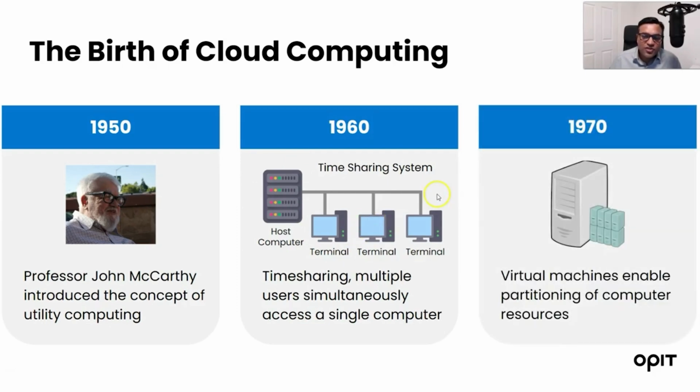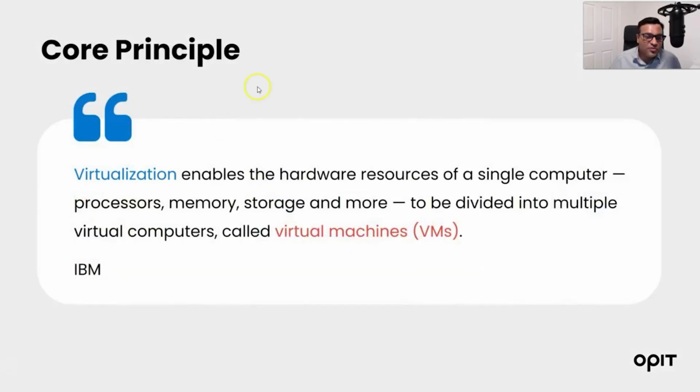By the 1970s, the concept came for virtual machines, where you have one big server and you can partition the server or the computing resources by virtualizing them. That is where cloud computing was actually born. So virtual machines or virtualization is the core principle here. Virtualization enables the hardware resources of a single computer, processor, memory, storage, and other network or hardware resources, to be divided into multiple virtual computers called virtual machines. If somebody talks about cloud computing, what's the core principle, the backbone? That backbone is virtualization. Without virtualization, cloud computing is definitely not possible.